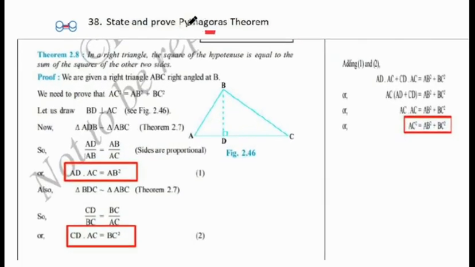State and prove Pythagoras theorem. In the model paper they have asked the basic proportionality theorem. In the preparatory exam, Pythagoras theorem. In a right angle triangle, the square of the hypotenuse is equal to the sum of the squares of the other two sides.